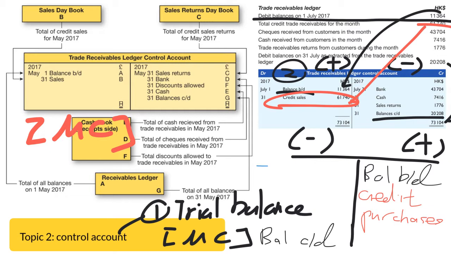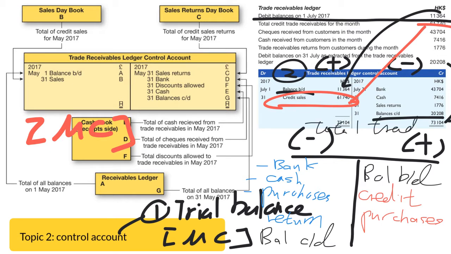Okay, so for other items such as bank, cash, and purchases returns, these items would appear on the other side, that is the debit side. So this is how we draw the total trade payables ledger control account. It would be the opposite of the ledger account for the trade receivables control. Okay, so this is the skill, how we do it.